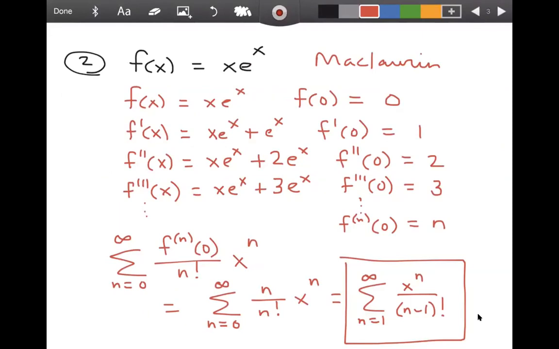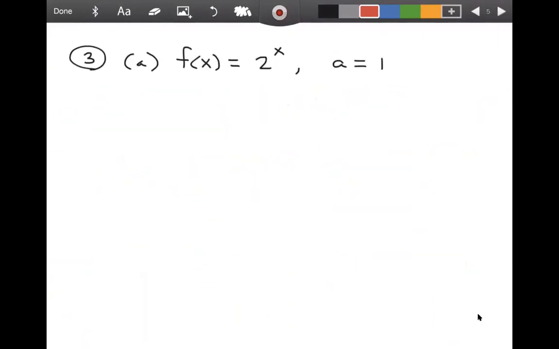Okay, last example is in 2 parts. They want us to find the Taylor series for this function about the indicated point. So again, this is just a matter of taking derivatives until you see the pattern. Remember to always start with the original function. F of x equals 2 to the x. F at 1 is 2.